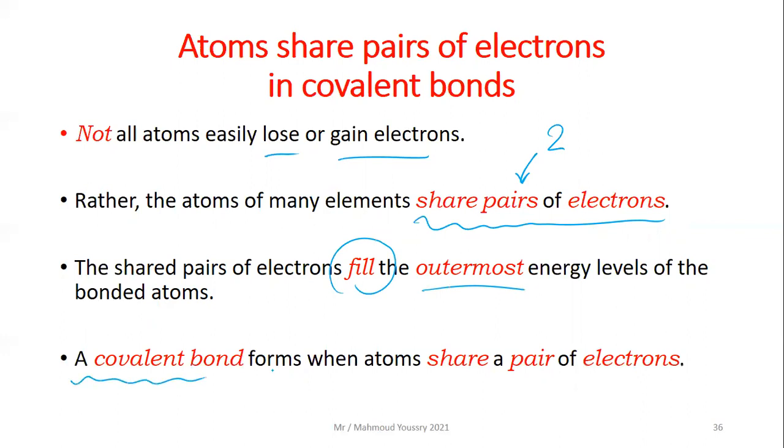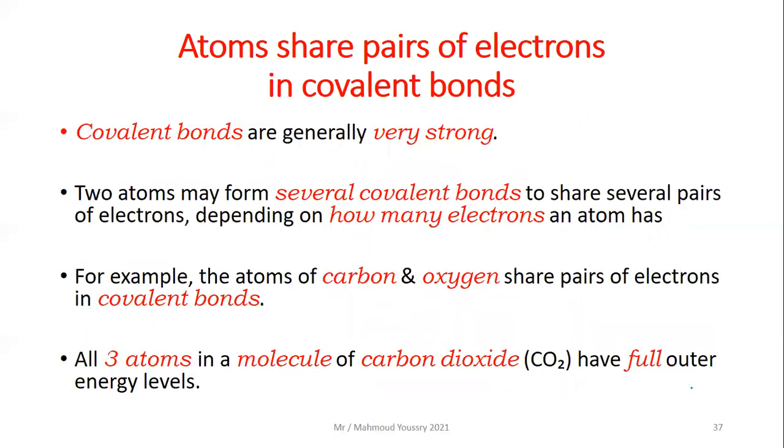A covalent bond forms when atoms share. The key word here is share, a pair of electrons. Covalent bonds are generally very strong. Two atoms may form several covalent bonds to reach stability, to share several pairs of electrons. This depends on how many electrons an atom has in the outermost energy level.